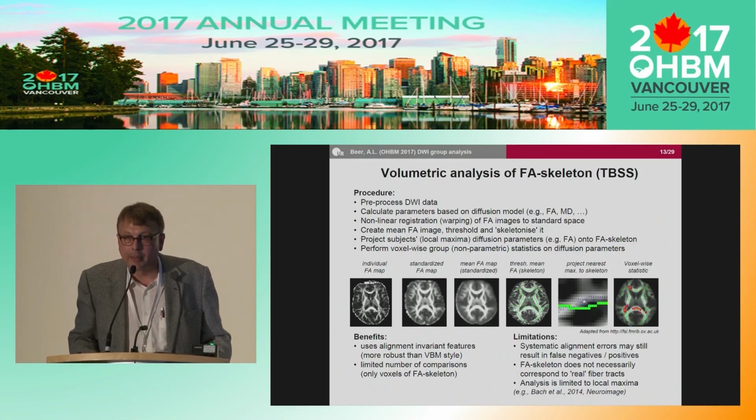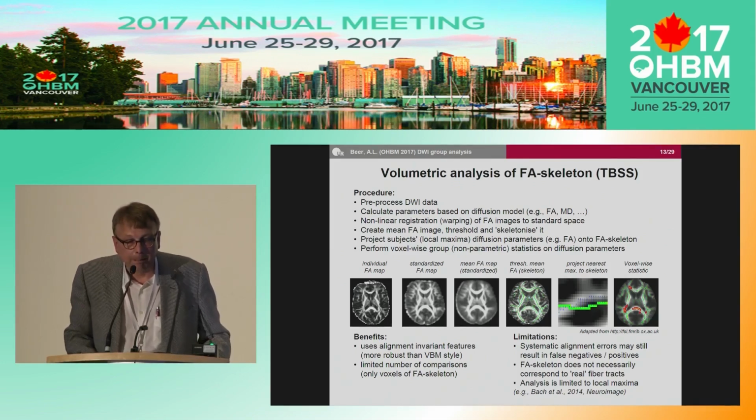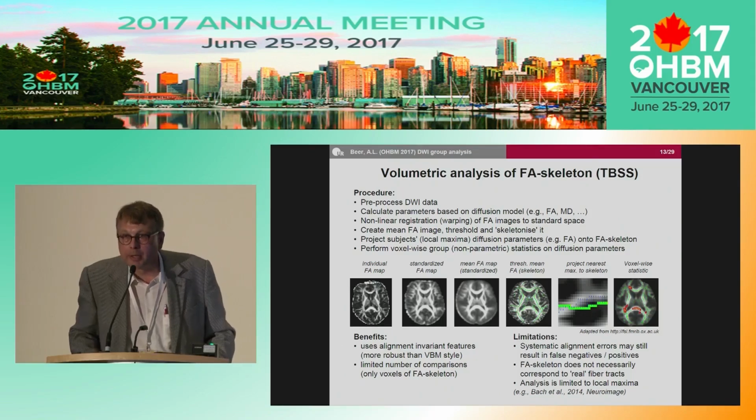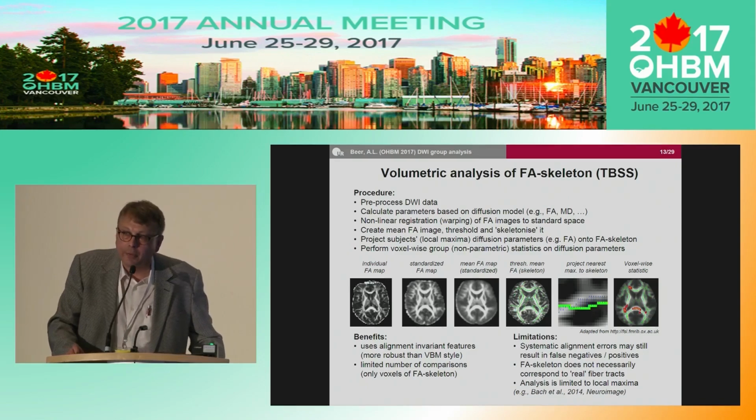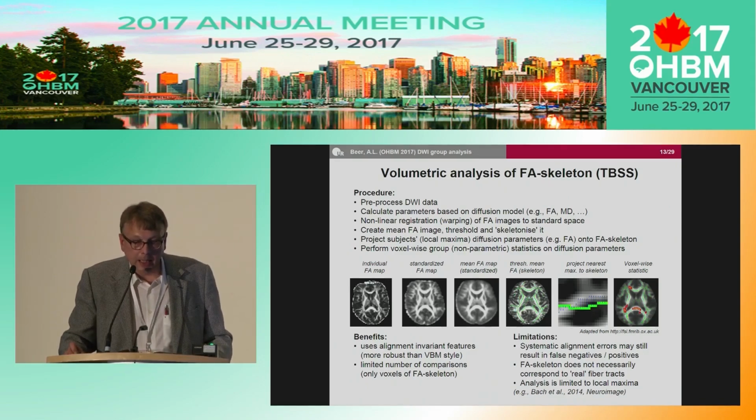The way you do that is you take the maximum FA values in the individual brain in the neighborhood of the skeleton and project that to the skeleton. And then you perform an inferential statistic. They recommend a non-parametric statistic on the voxels of the skeleton. The benefit here is that it uses alignment invariant features. In a way, it's more robust than the voxel-based morphometry approach. And it also limits the number of comparisons that you need to make because you focus only on the voxels of the FA skeleton.